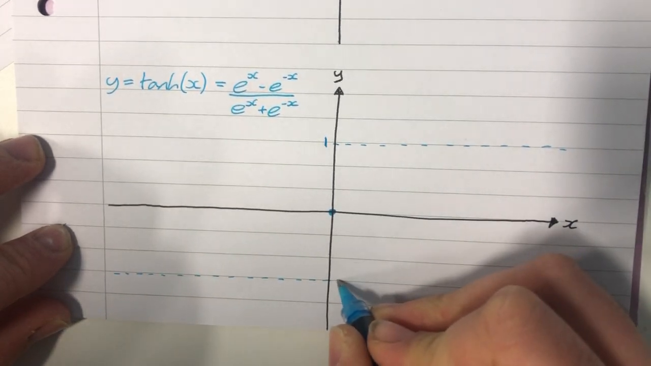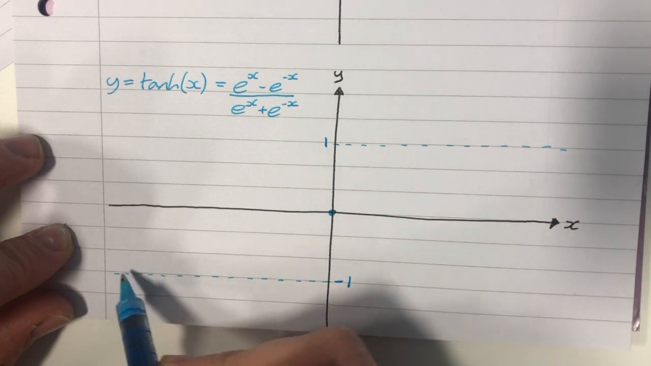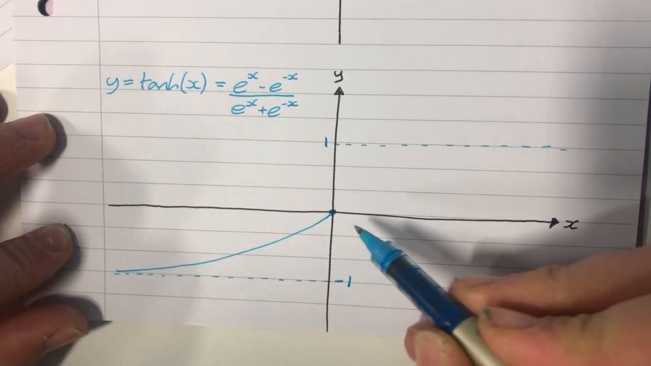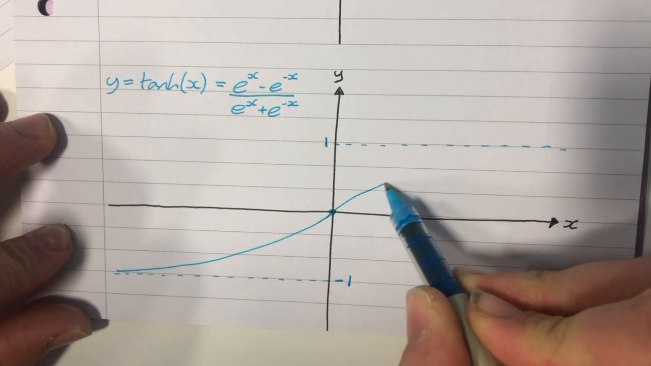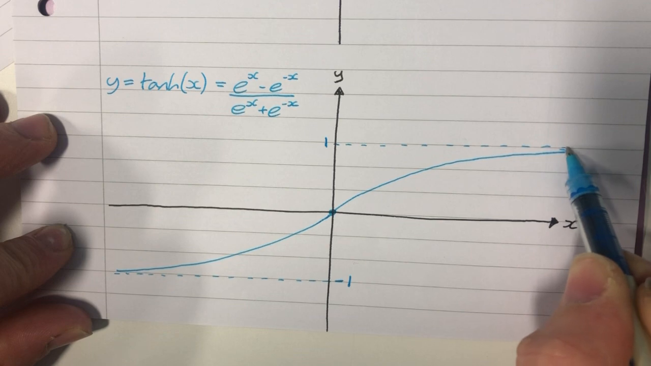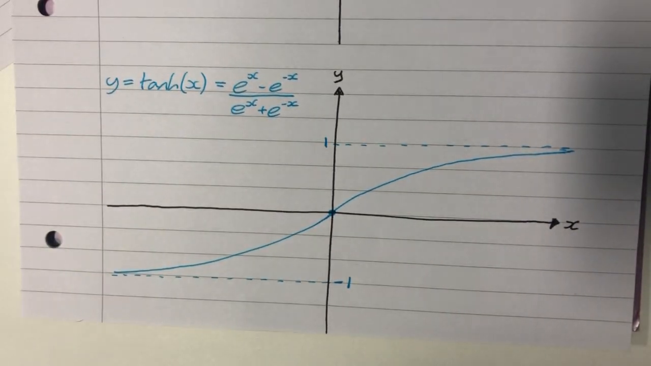And just like tan, tanh is an odd function. It's going to come up here. It's going to go through that point there, steepest gradient at the origin, and then it's going to start to shallow out again as it tends towards positive infinity. It's going to tend towards 1. And that's the graph of tanh of x.